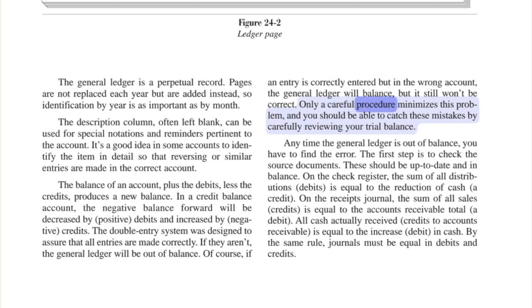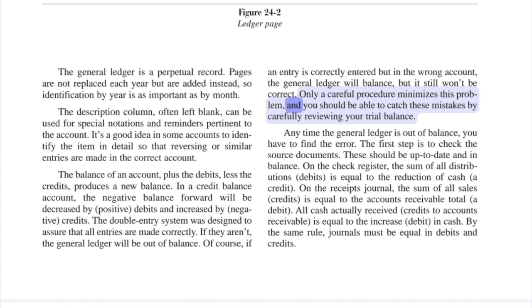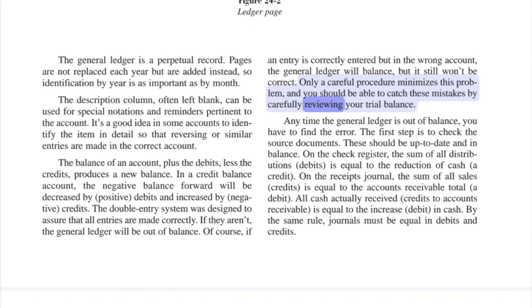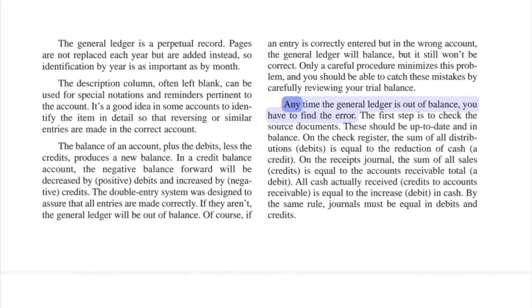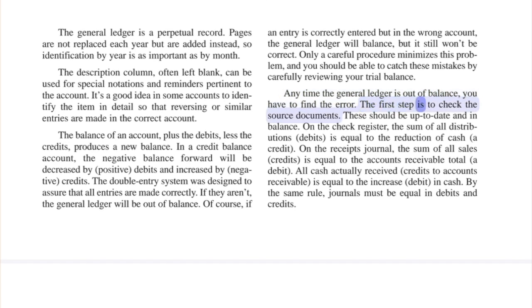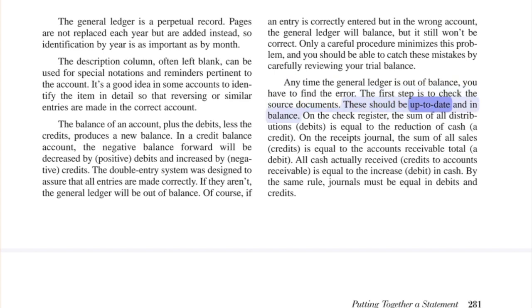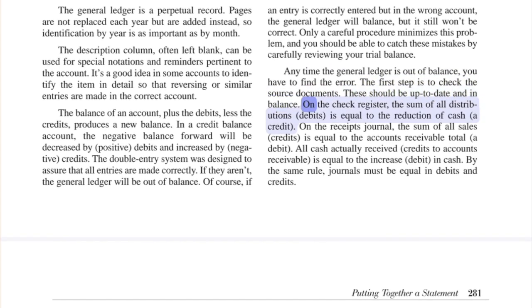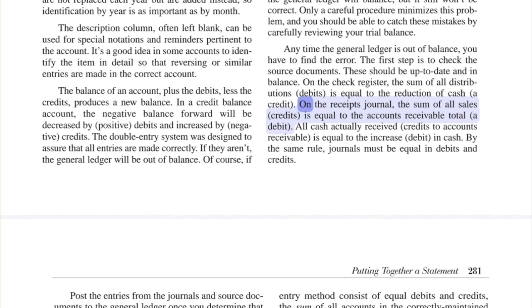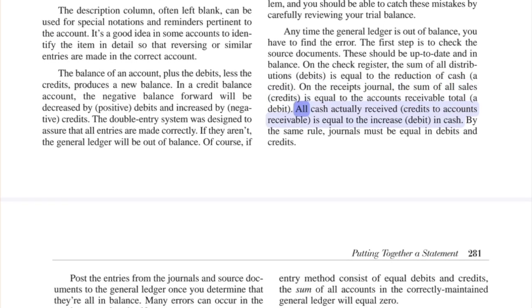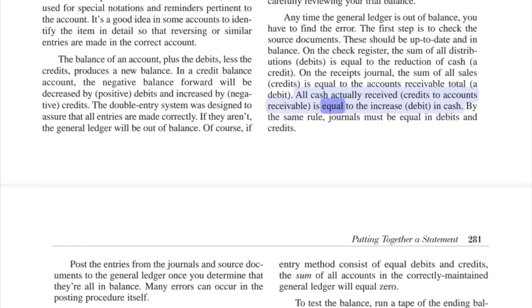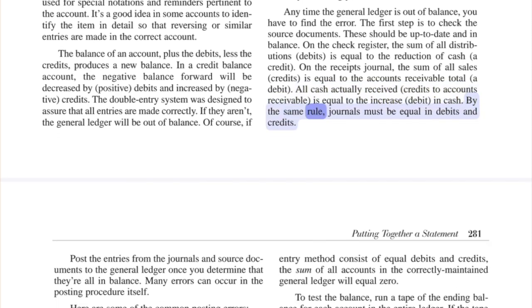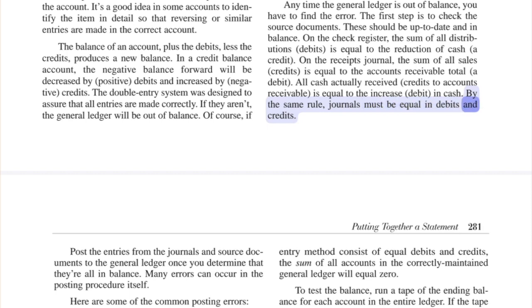Only a careful procedure minimizes this problem, and you should be able to catch these mistakes by carefully reviewing your trial balance. Anytime the general ledger is out of balance, you have to find the error. The first step is to check the source documents. These should be up to date and in balance. On the check register, the sum of all distributions is equal to the reduction of cash. On the receipts journal, the sum of all sales is equal to the accounts receivable total. All cash actually received is equal to the increase in cash. By the same rule, journals must be equal in debits and credits.